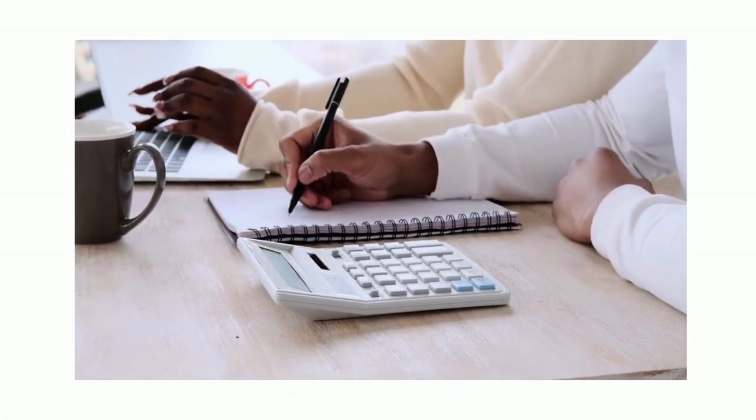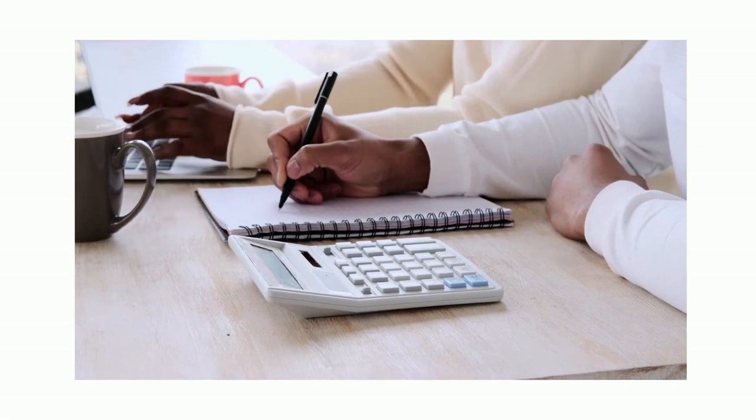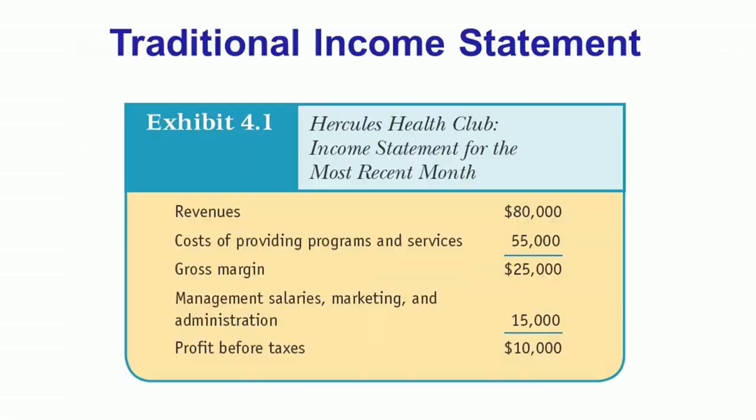There are two formats commonly used: traditional and contribution. The traditional format separates sales revenue, cost of goods sold, and gross profit. Operating expenses are then deducted from gross profit to arrive at net income.